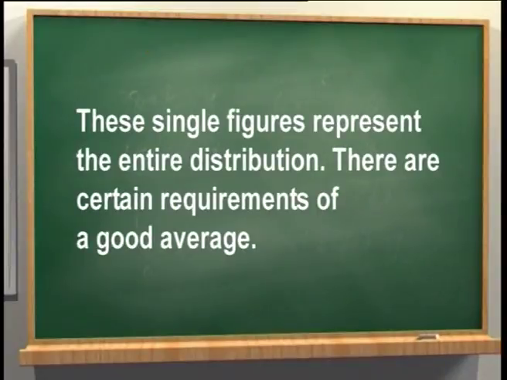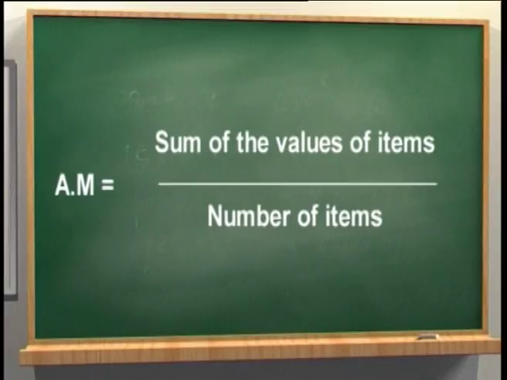Measures of central tendency or averages reduce the huge data into single figures. These single figures represent the entire distribution. There are certain requirements of a good average. Arithmetic mean, median and mode are the most commonly used averages. Each has its advantages and disadvantages. Arithmetic mean satisfies almost all the characteristics of a good average. Therefore, it is the best average. But in particular cases, median and mode are suitable.